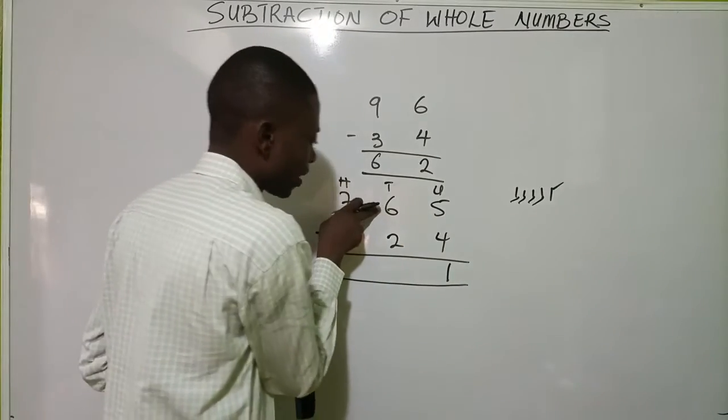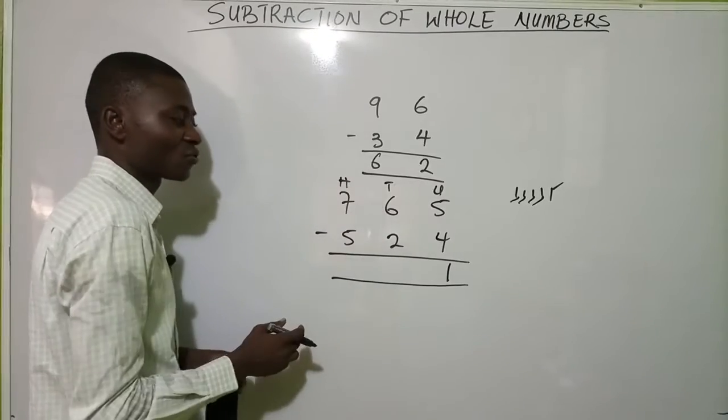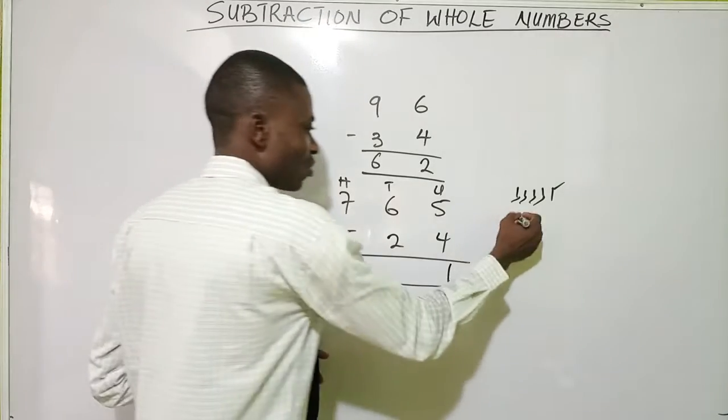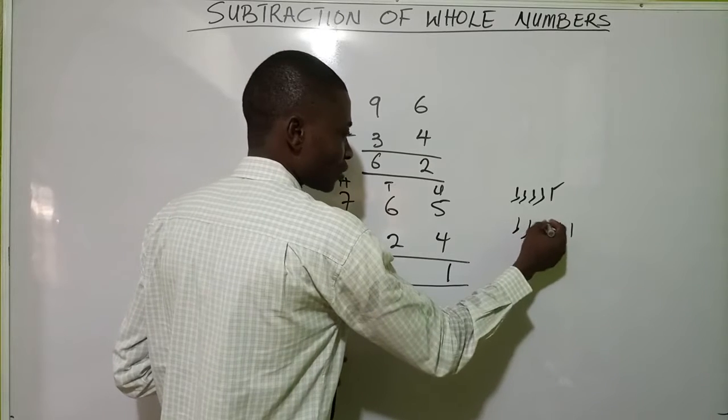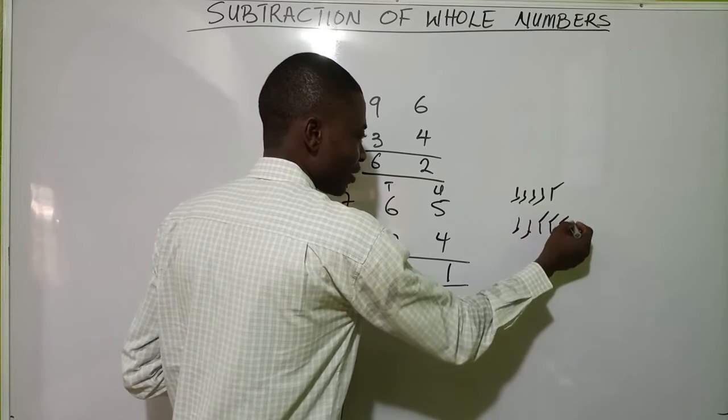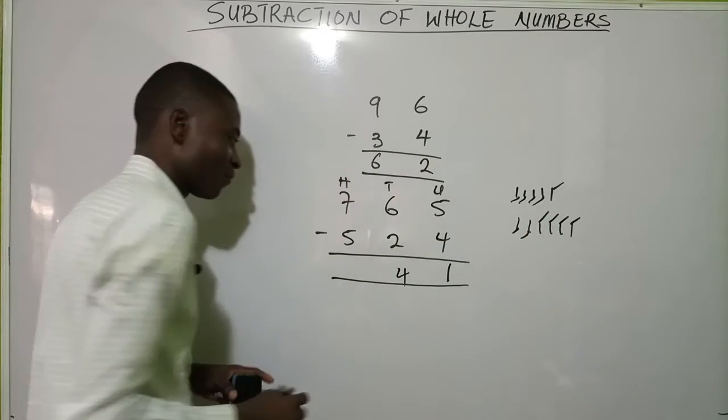Now we come down to this side. Now we have 6 minus 2. 6 minus 2 is like 1, 2, 3, 4, 5, 6. Take away 2: 1, 2. So that means remaining 1, 2, 3, 4. So we have 4 here.